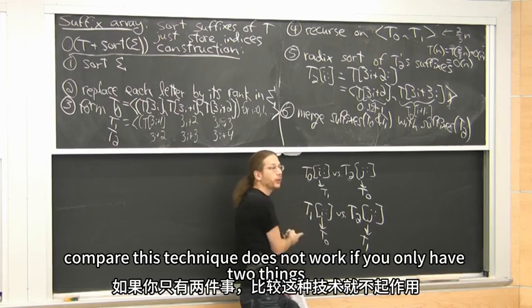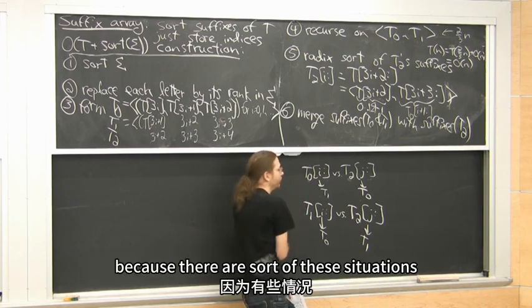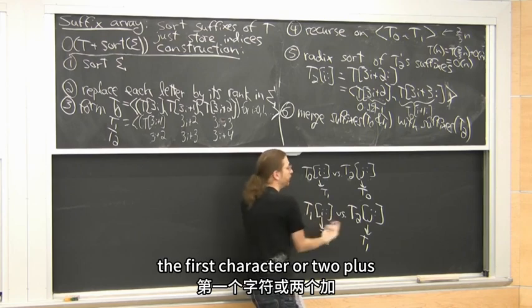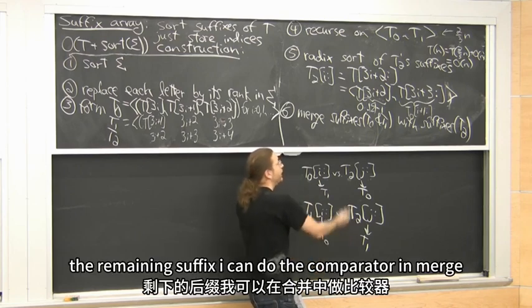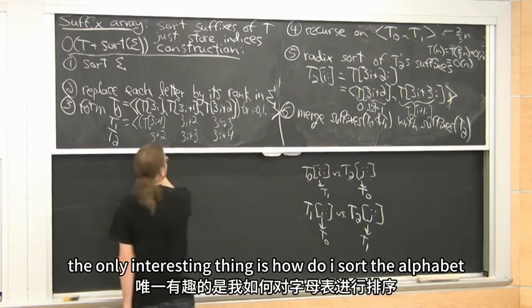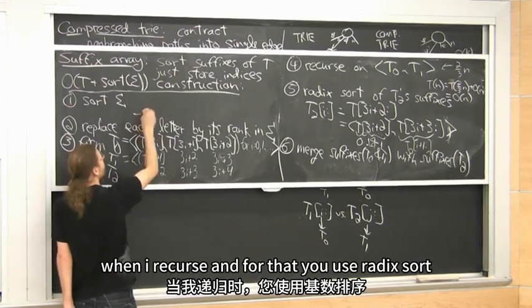This technique does not work if you only have 2 things. It only works if you have 3 things, because of these situations. So constant time, by comparing these little tuples, the first character or 2 plus the remaining suffix, I can do the comparator in merge. And if I can do that, everything is linear time. The only interesting thing is how do I sort the alphabet when I recurse? And for that, you use radix sort.